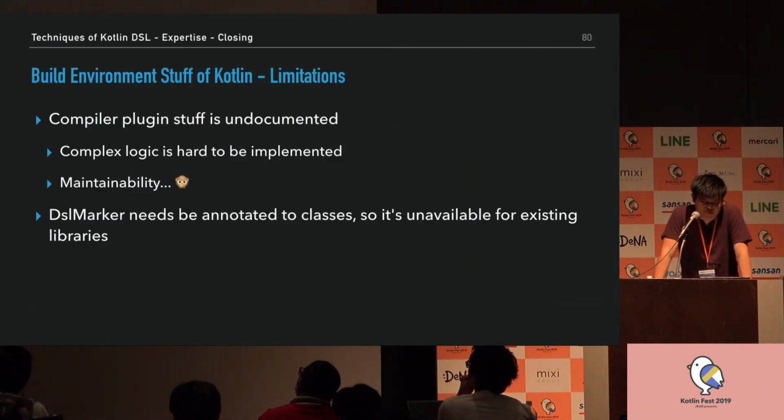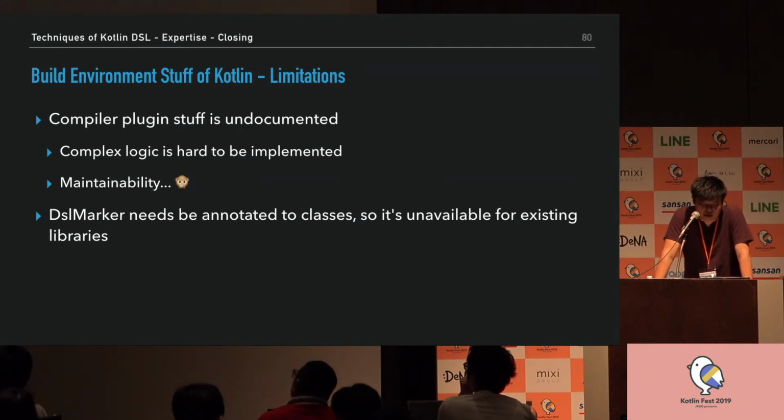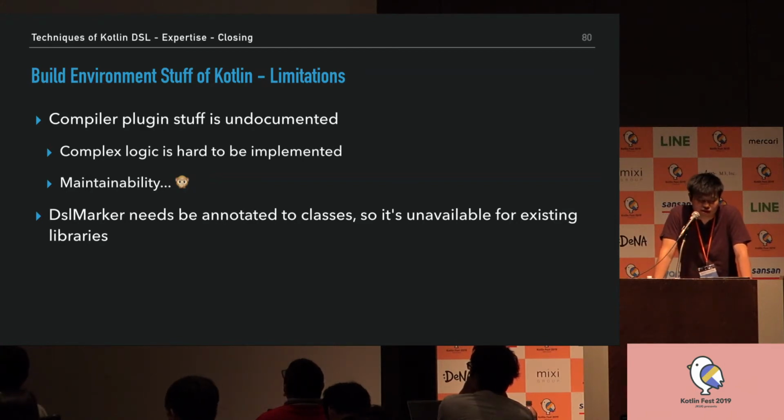Unfortunately, there are limitations for the build environment stuff of Kotlin. The compiler plugin API is undocumented, so it's not easy to develop complex logic. And DSL marker is very useful, but we need to annotate receiver classes or their superclasses. So it's basically unavailable for libraries which we cannot modify, like third-party libraries.